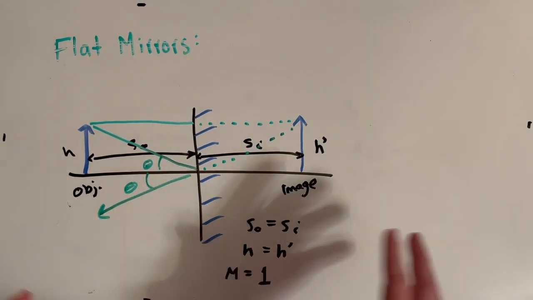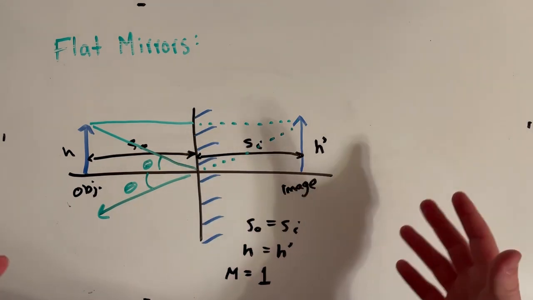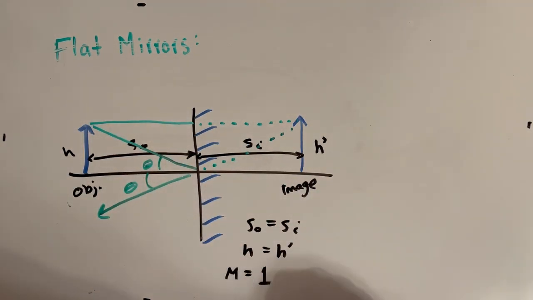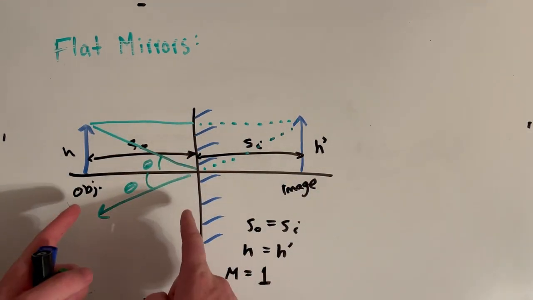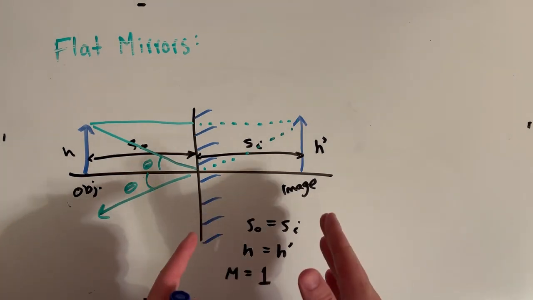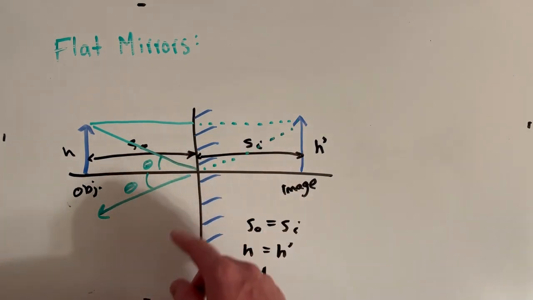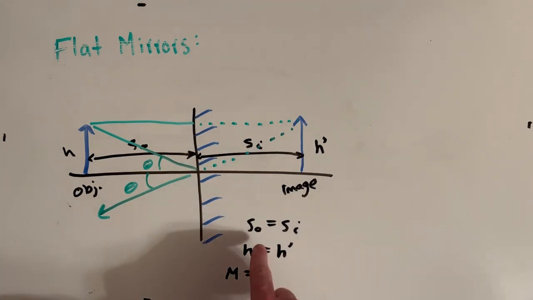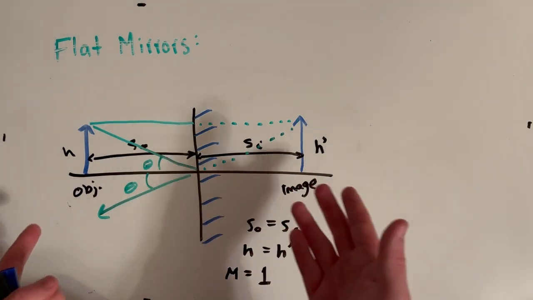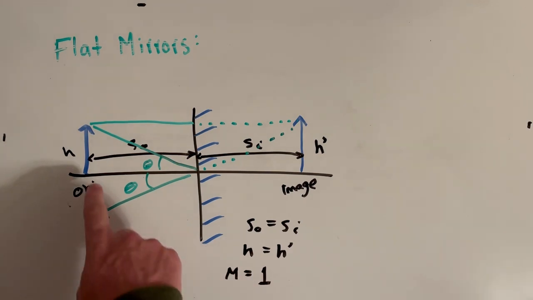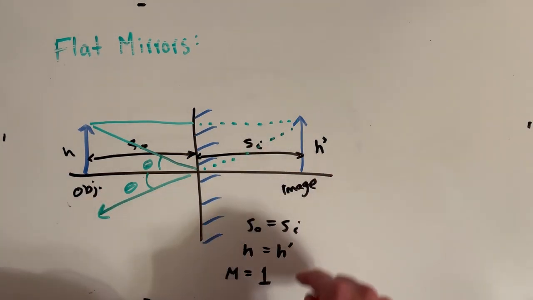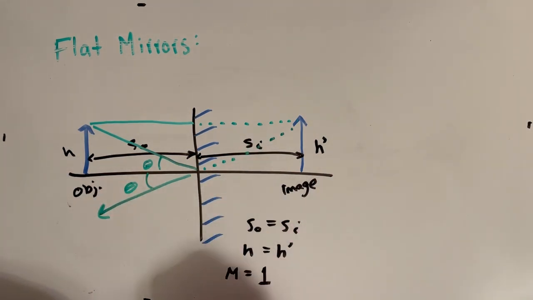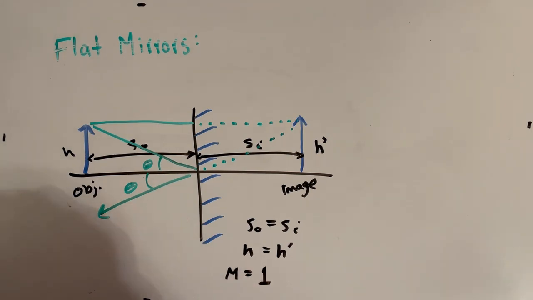Okay, so I drew a basic flat mirror. In this diagram, you can see that the distance that the object is away from the mirror is the same as the distance the image is from the mirror. So these are the basic properties of a flat mirror. We will notice that the object distance and image distance are the same. The height of the object and the reflected image are the same. So this will tell us that the magnification is equal to 1.